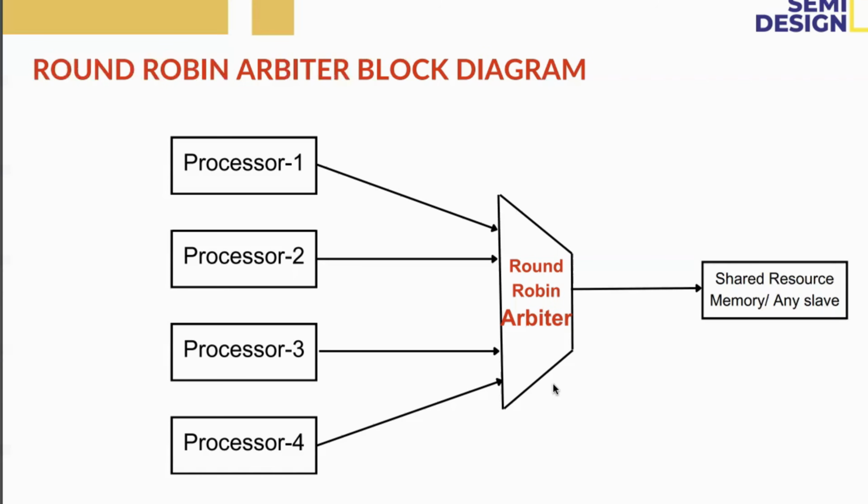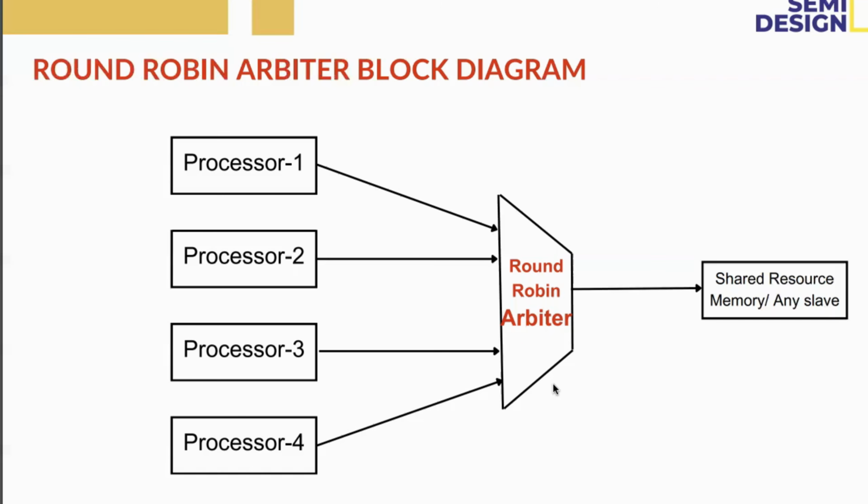First, the arbiter works based on the priority of the requesters. It is set so that every requester gets the resource equally. The priority of every requester keeps changing with each allocation of the resource. So what is the working principle of the round robin arbiter? We'll see the working principle.